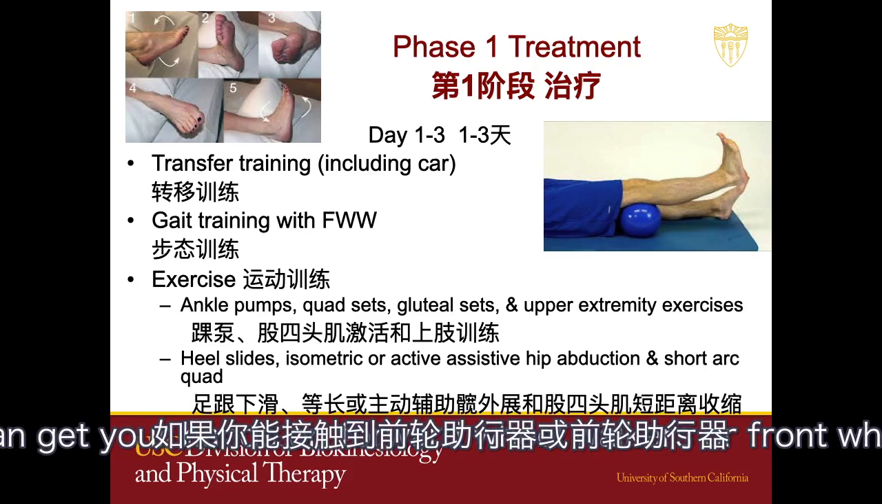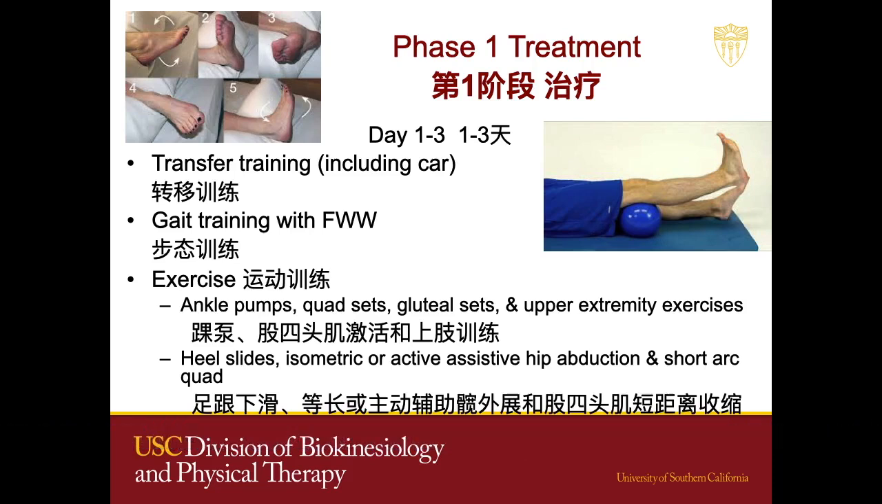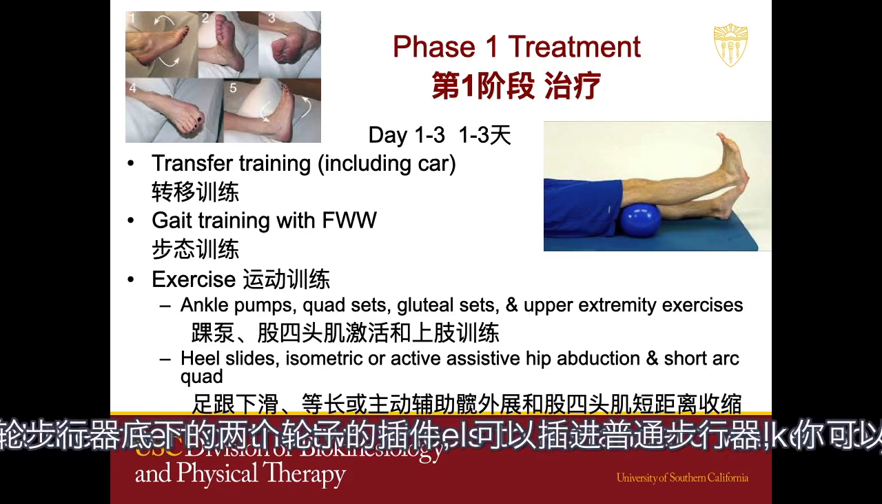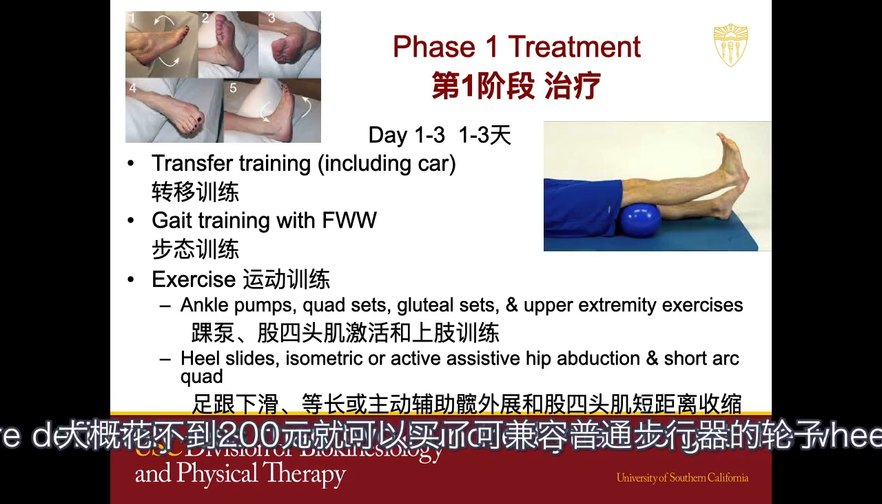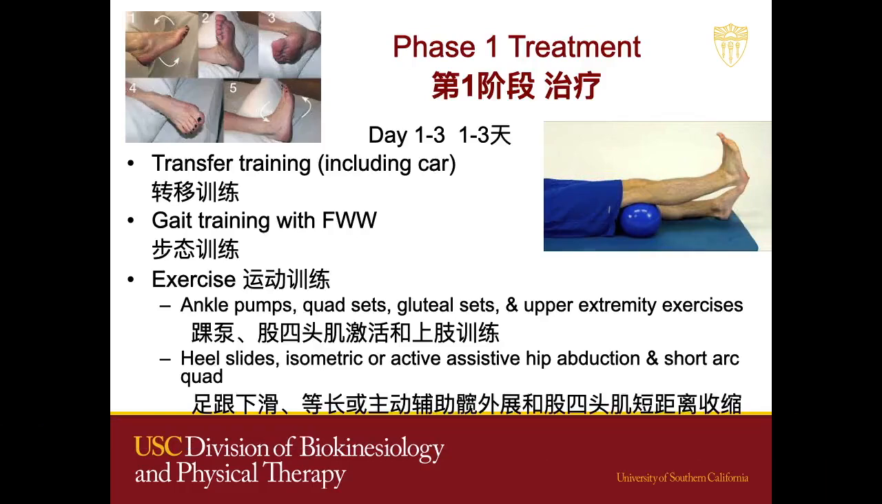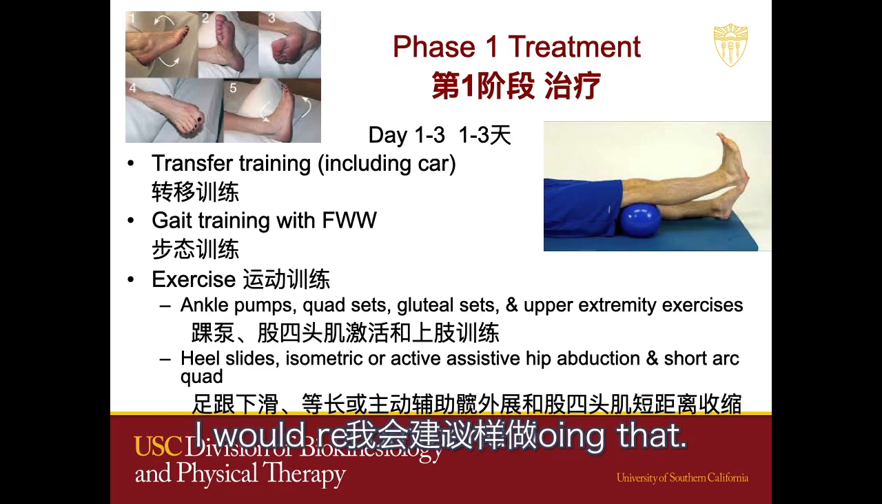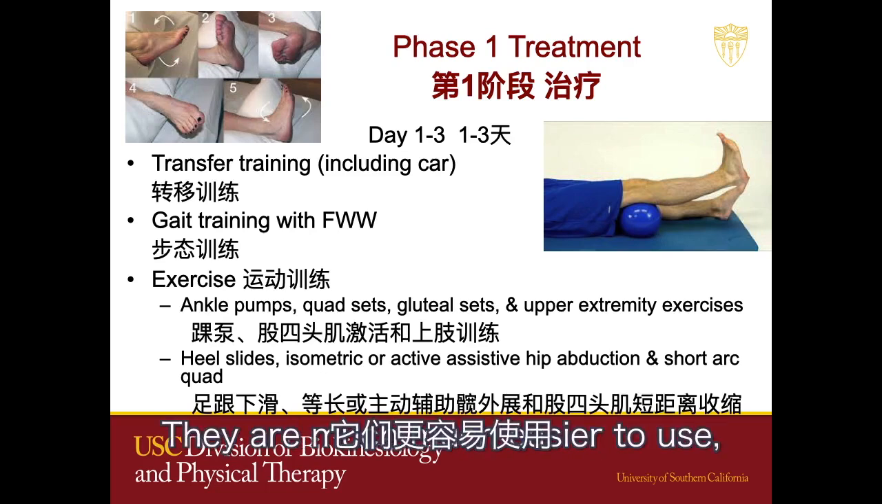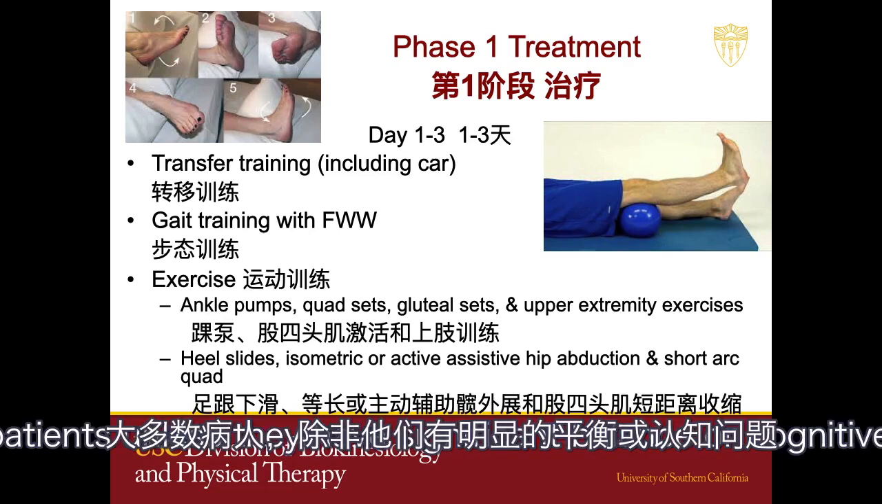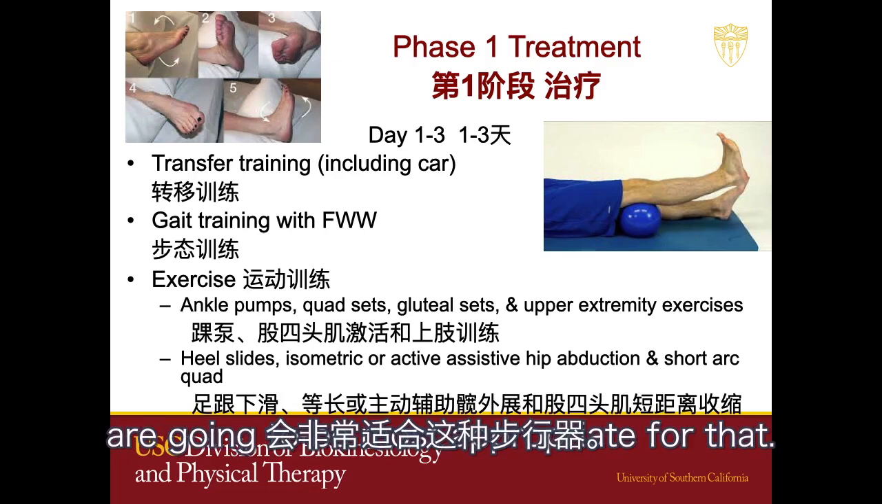So if you can get your hands on forward wheel walkers or front wheel walkers, Taobao actually sells just the insert of the 2 wheels to a standard walker, so you can just buy those, and I think they're definitely less than 200 yuan to get the wheels for a standard walker. So I would recommend doing that. They are much, much easier to use, and most patients, unless they have significant balance or cognitive problems, are going to be most appropriate for that.